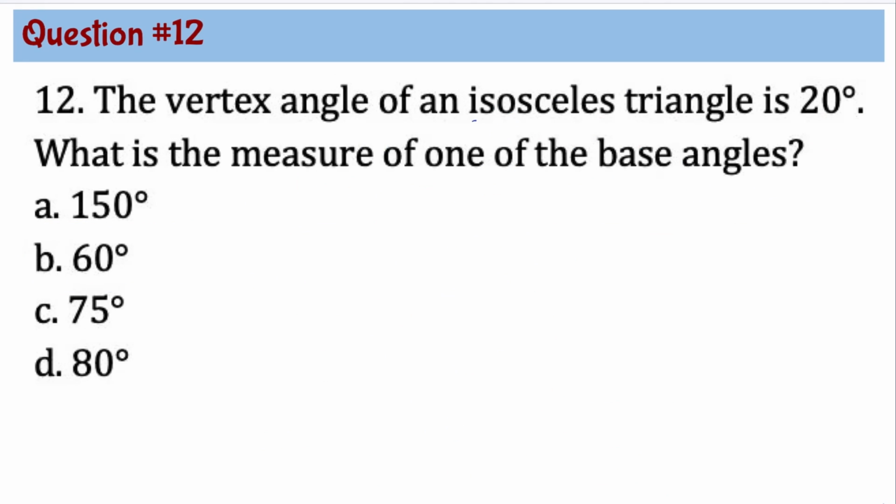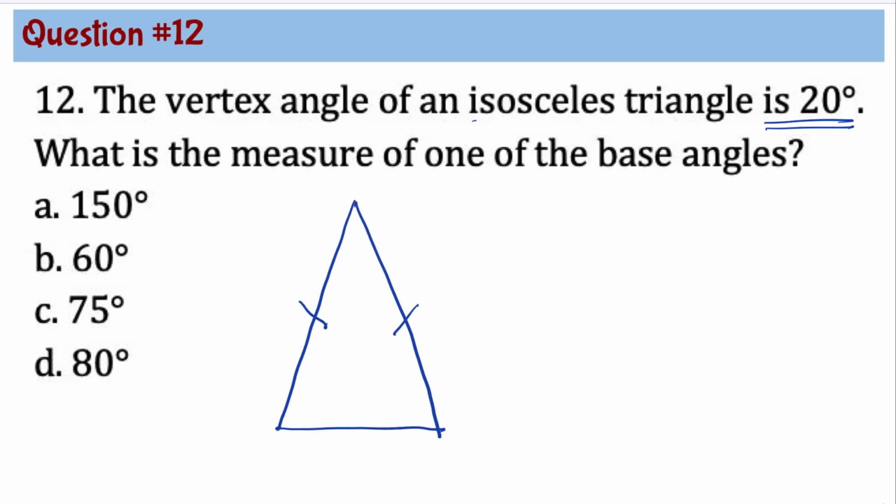Question number 12. The vertex angle of an isosceles triangle is 20 degrees. What is the measure of one of the base angles? So a couple of things. Conceptually, you need to understand what an isosceles triangle is. So when we say isosceles triangle, this means that the two sides are congruent. So these two sides of the triangle are called the legs, and these two sides are equal.